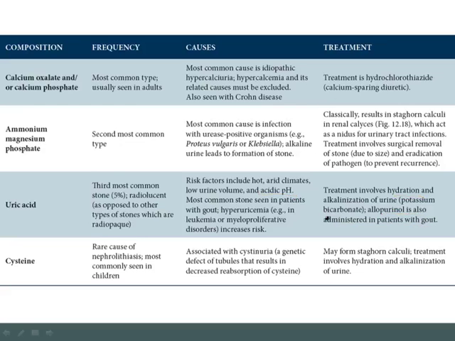The fourth and final type of stone is a cystine stone. This is a very rare cause of nephrolithiasis. It's seen in children, and it's classically associated with cystinuria, where you have a genetic defect of the tubules so that you don't resorb cysteine. If you don't resorb cysteine, cysteine piles up in the filtrate, increasing the risk for a cystine stone.